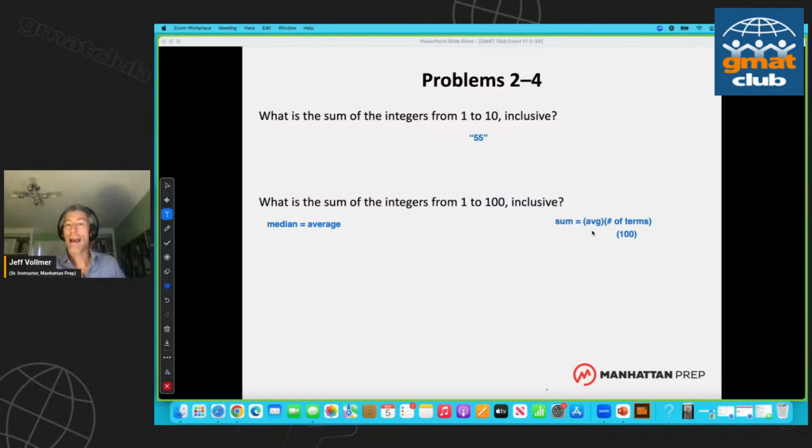And now we got to figure out the average or the median, because those are the same. And so 2 ways to do this. You could just average the first and last term, 1 to 100. 1 and 100 is 101, divided by 2 is 50.5.